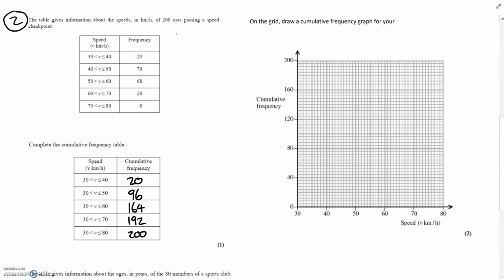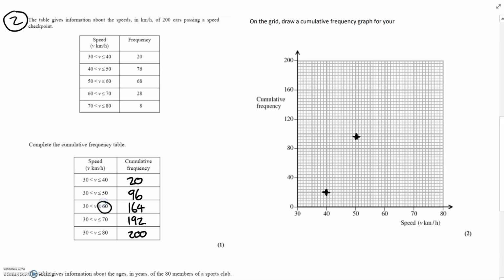And then to plot our graph, we transfer this information onto here. We plot the upper class limit, which are these values, against the cumulative frequency. So we're going to plot the 40 against 20. So 40, 20. And again, be careful with your scales. 50 against 96. 50, 96.